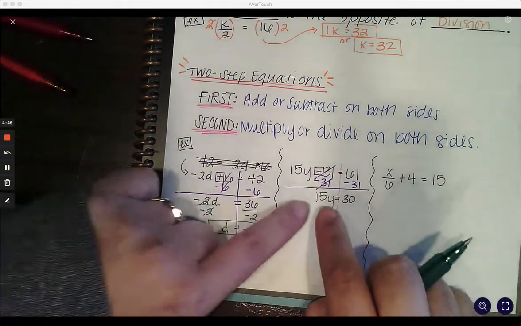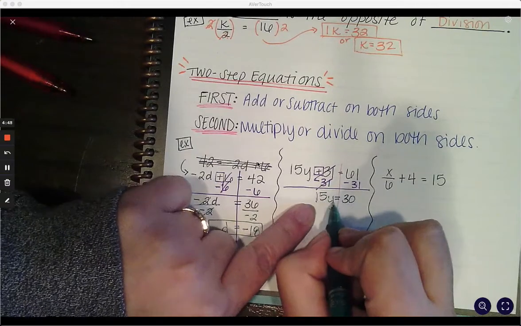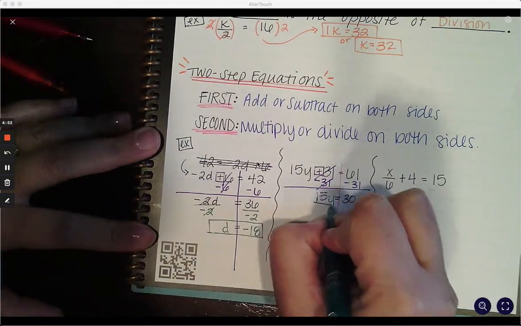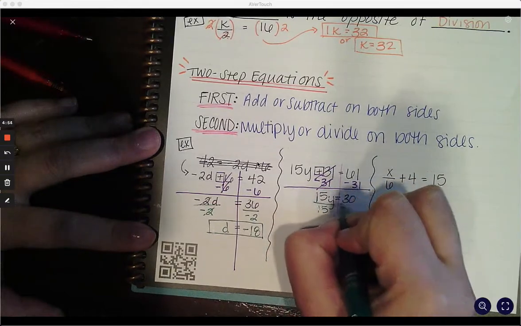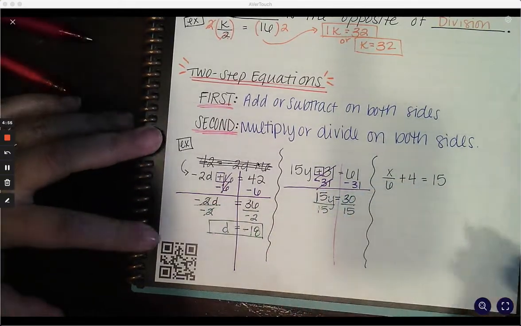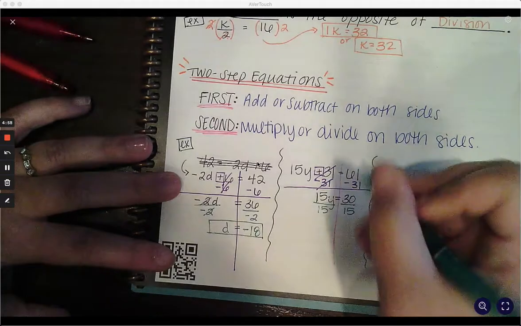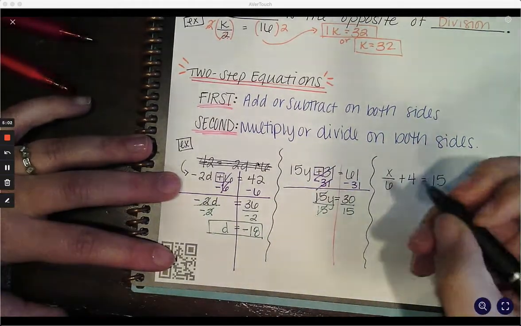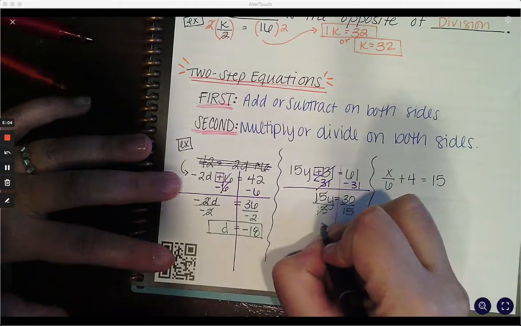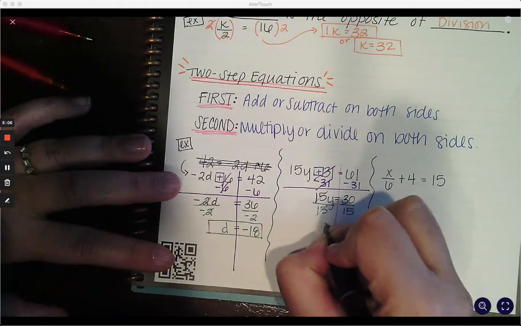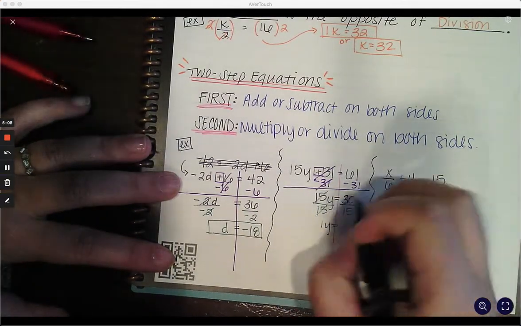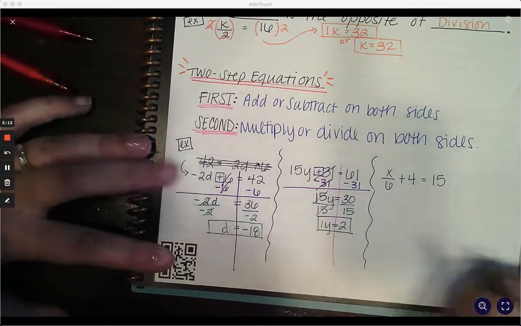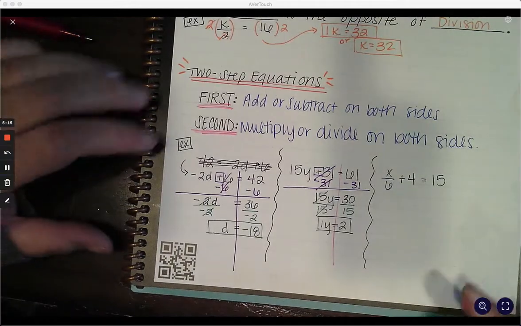Okay, and once again I have a variable and a coefficient, so that's multiplication, and the opposite is division. So these cancel out, we're left with the 1y. 30 divided by 15 is 2. So you can write it like that or just leave it y equals 2. All right.